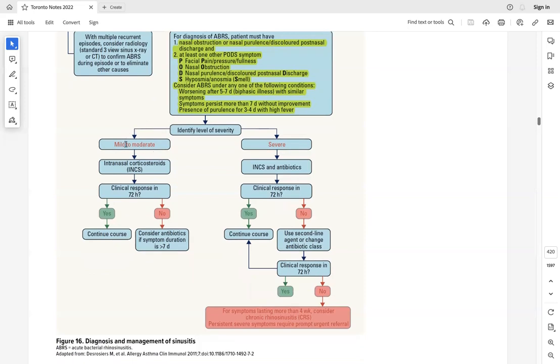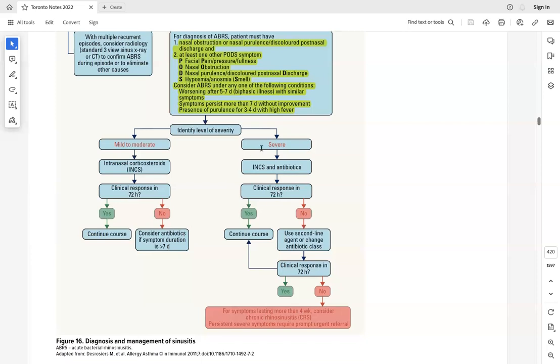Then if it is mild to moderate, not very severe, we will start with inhaled intranasal corticosteroids. We will follow up the patient for 72 hours. If the symptoms are getting better, continue the treatment. If not, then we will consider antibiotics. Okay. What are the antibiotics we are given?